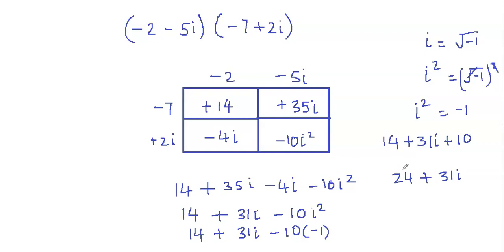Now when you write your answer, you have to make sure that it is in standard form. That means your real part should be written first, followed by the imaginary part. See, this one has i attached to it, so this is the imaginary part. So you have to write the real part first, followed by the imaginary part. So this is how you multiply complex numbers using the box method.